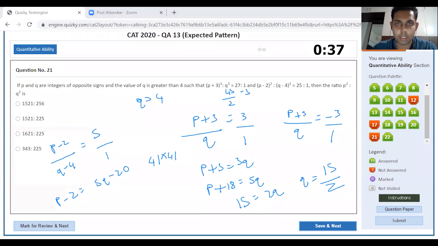So we don't need to check the case for minus 3. Right? And Q is greater than 4. So I just mark this.